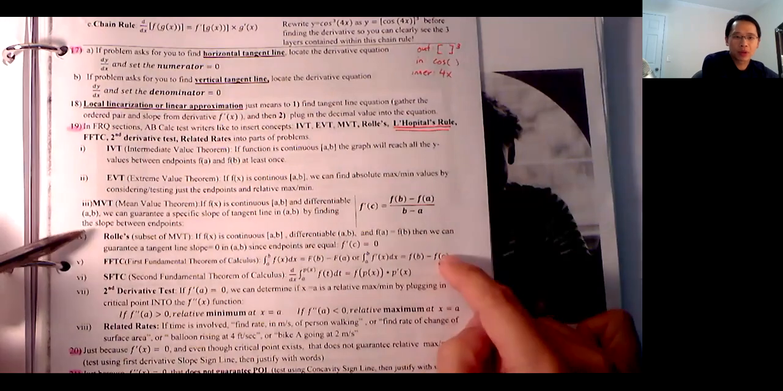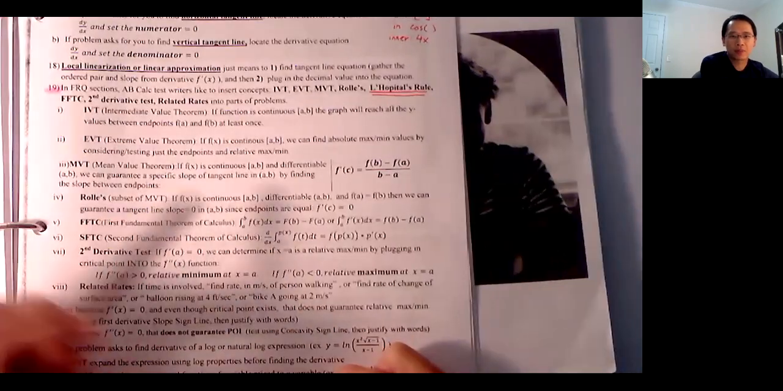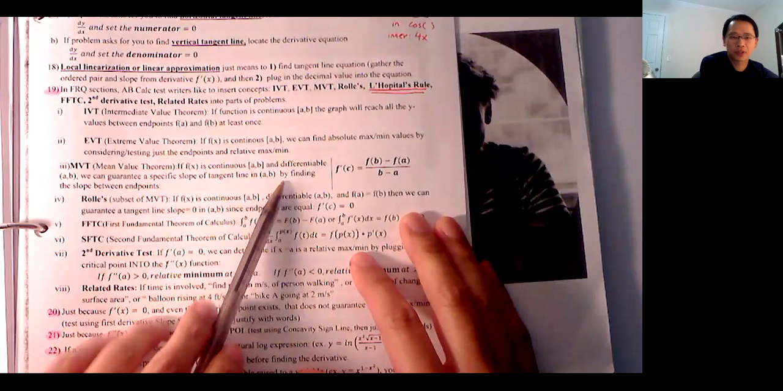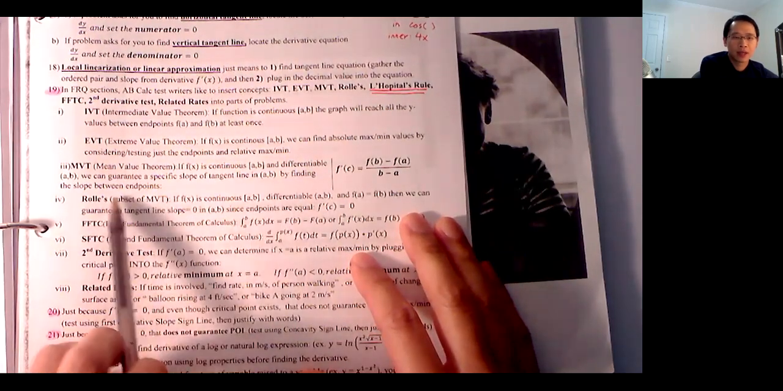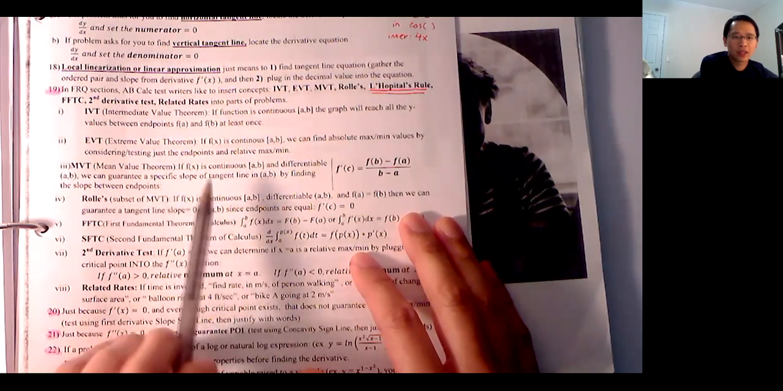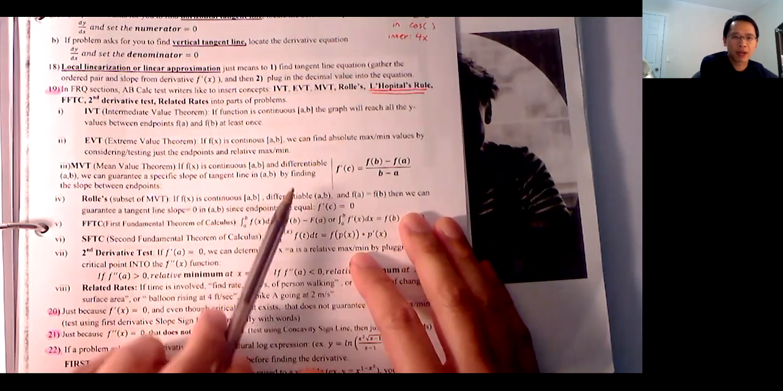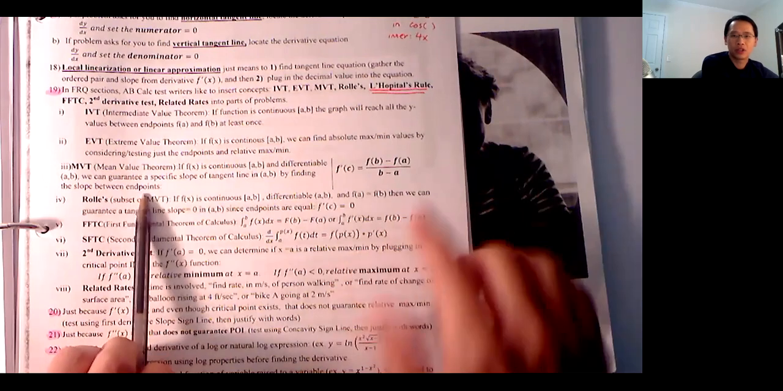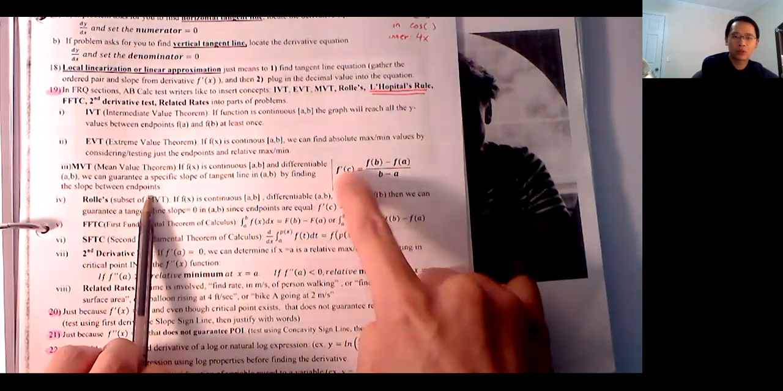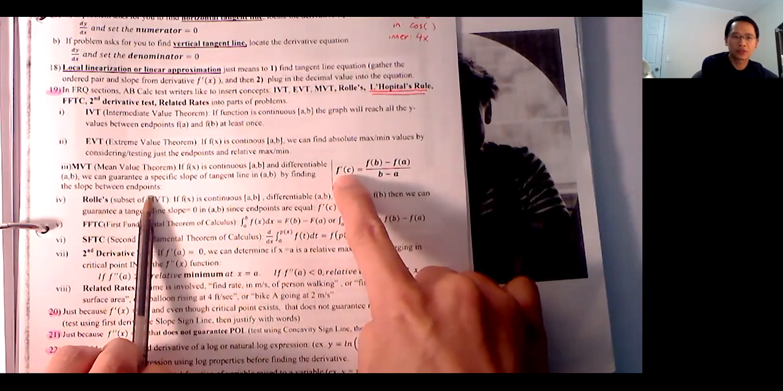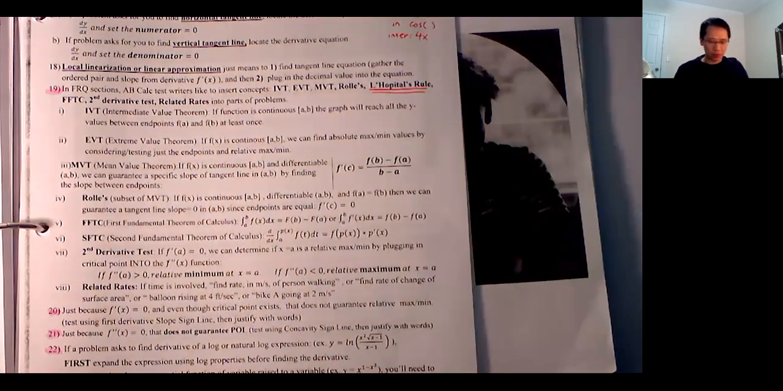Okay, mean value theorem and Rolle's. Let me go through these again. So mean value theorem says if a function is continuous and differentiable, so a connected curve and a smooth curve, we can guarantee a specific slope of the tangent line by finding the slope between the endpoints. So whatever slope exists between the endpoints, we can guarantee that slope to sit somewhere on the curve itself. So here's an example of mean value theorem drawn out.